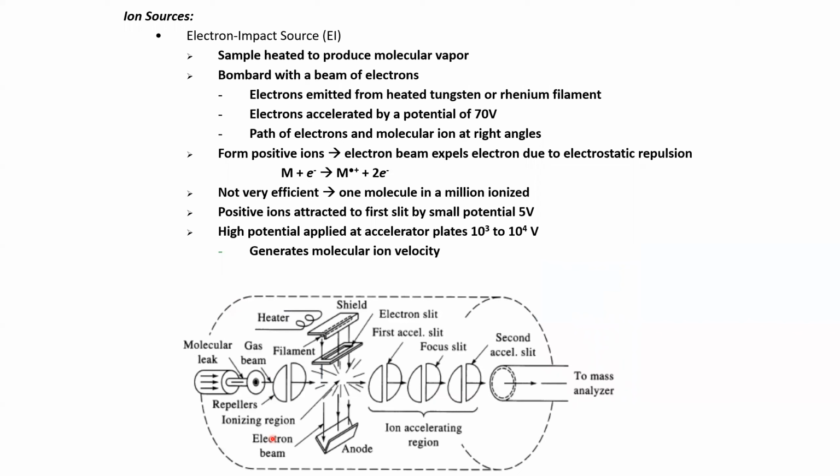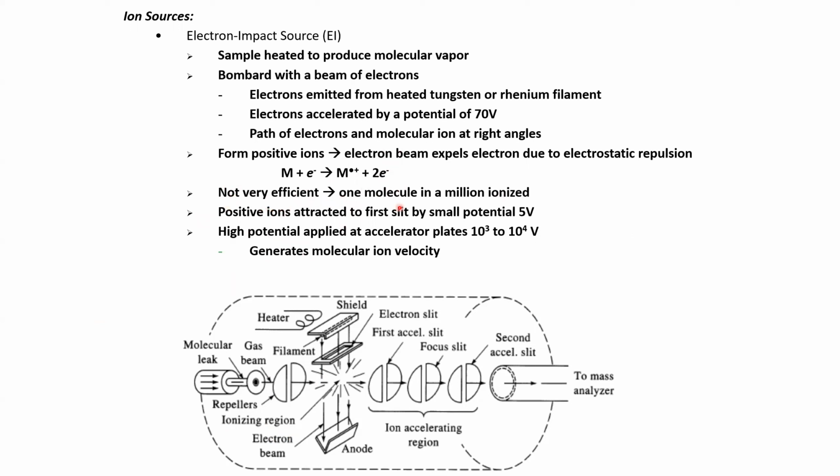Electron impact sources, so these are EI. The sample is heated to produce a molecular vapor, and then it is bombarded with a beam of electrons. The electrons are emitted from a heated tungsten or rhenium filament. Electrons are accelerated by a potential of 70 volts, and the path of the electrons and molecular ions are at right angles. We form positive ions, and then the electron beam expels an electron due to the electrostatic repulsion. So M plus an electron goes to an excited form of the molecular ion, M+, plus 2 electrons. It's not very efficient. 1 molecule in a million is ionized.